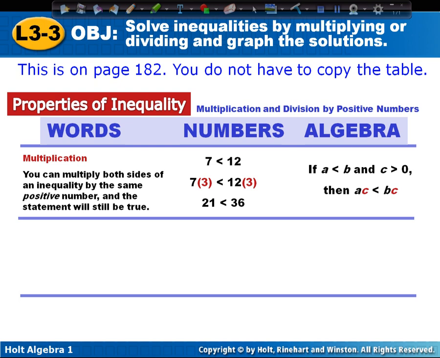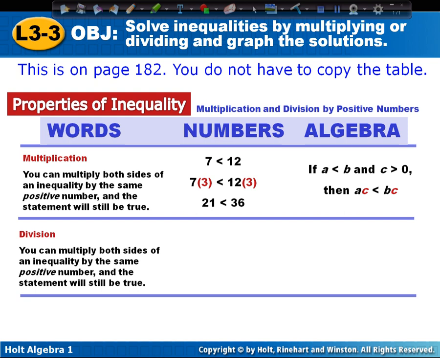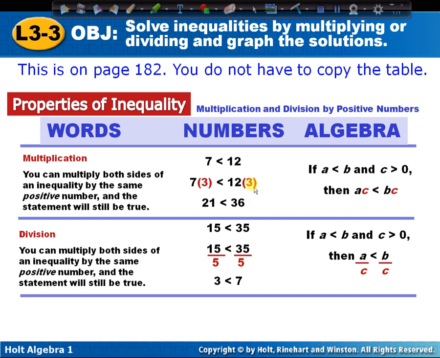And again, here with the algebra or with the variables, it's the same way. Division says you can multiply or divide both sides of an inequality by the same positive number, and the statement will still be true. Again, if I have 15 is less than 35 and I divide both the 15 and the 35 by 5, I get 3 is less than 7, and that's still a true statement. Okay. Notice that with both of these, I'm multiplying and dividing by positive numbers. That's the key here. It stays the same if you're multiplying or dividing by a positive number. Now we're going to look at what happens when you multiply or divide by a negative number.